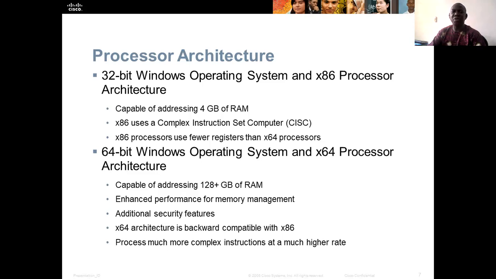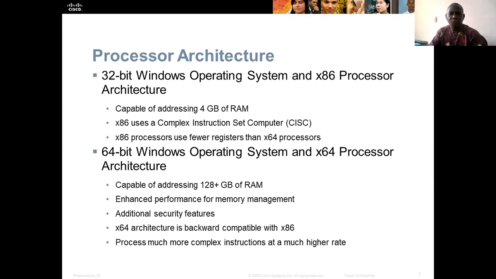Now 64-bit operating system, 64-bit Windows operating system, and x64 processor architecture. Now, processor actually refers to the hardware, while the operating system refers to the software. And as I earlier said, they work hand in hand. So operating system must be able to work with the hardware architecture, that is the processor architecture. Now, 64-bit operating system and x64 processor architecture.